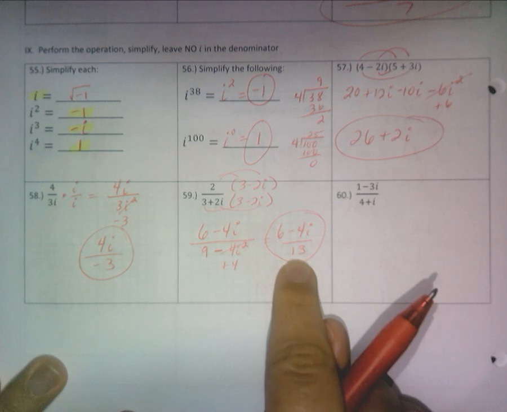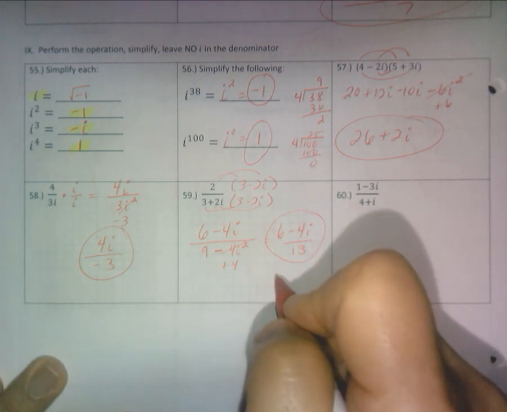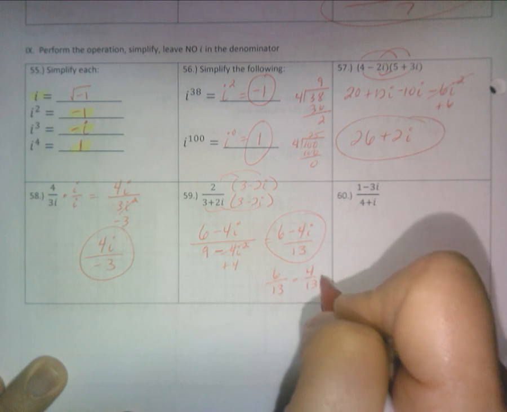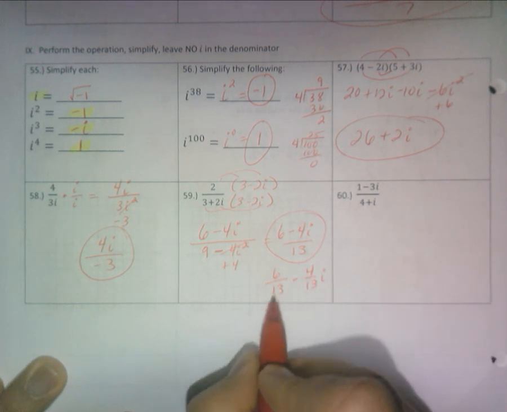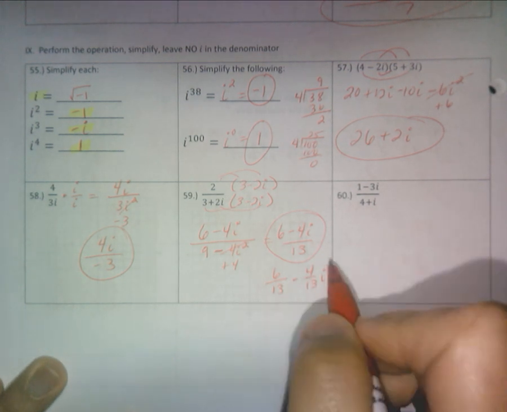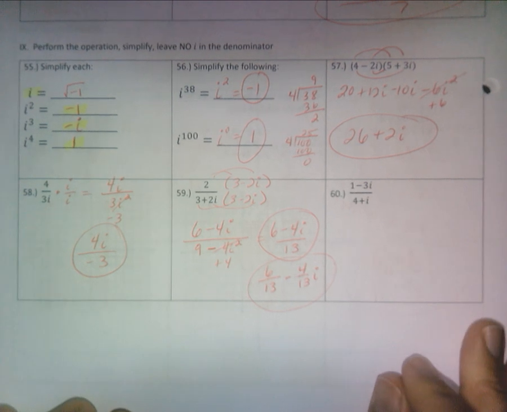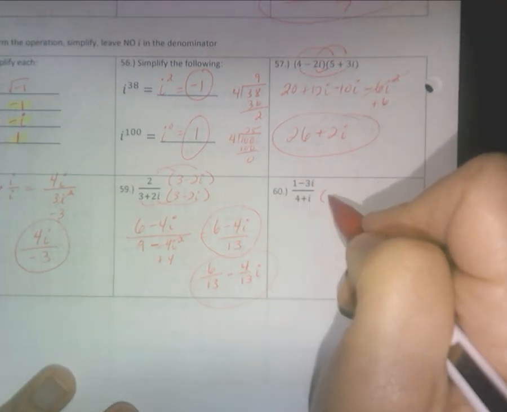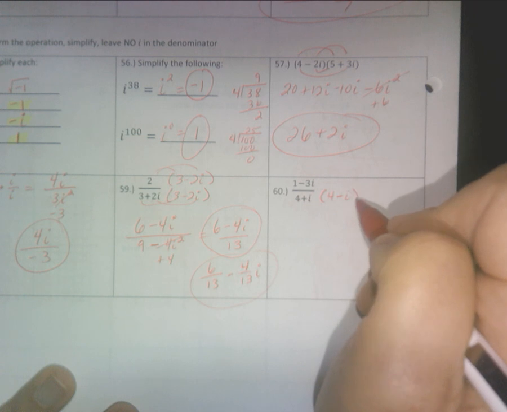Now you can write it like that, or some books want you to write it as 6 over 13 minus 4 over 13i. This is what's called the real part, and this is called the imaginary part. Either or will be fine with me. Same thing here. This is a binomial, so I have to multiply by a conjugate, 4 minus i.